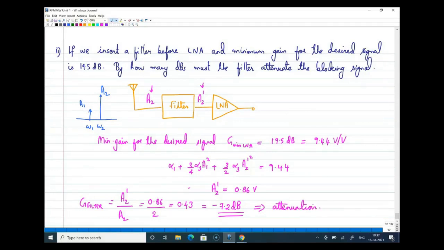All right. Yeah, minus 7.3 dB. True. Correct. All right. I hope this is clear. This part is clear. Yes, Lalit, go ahead.